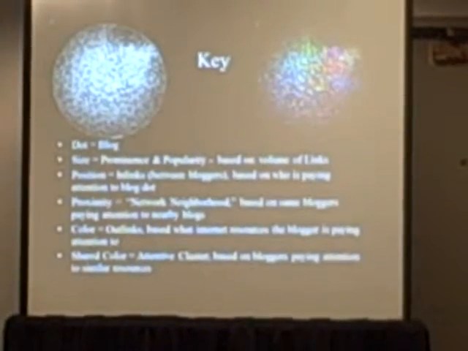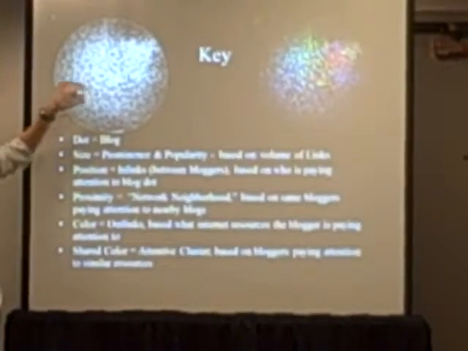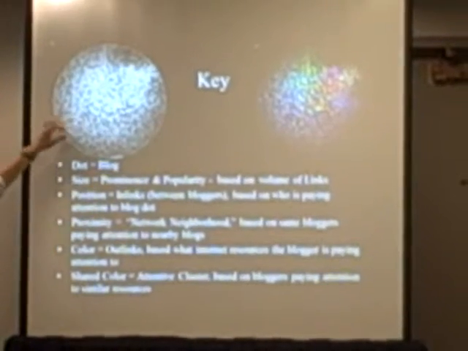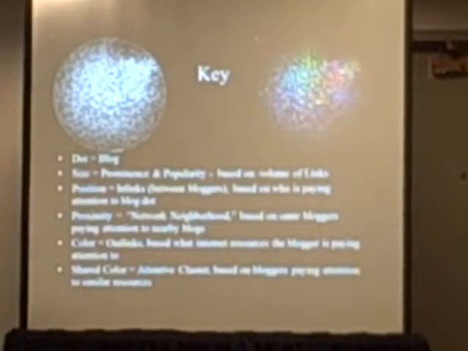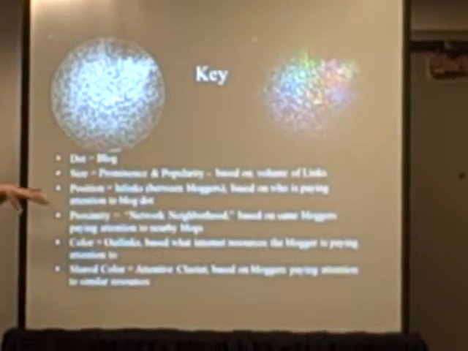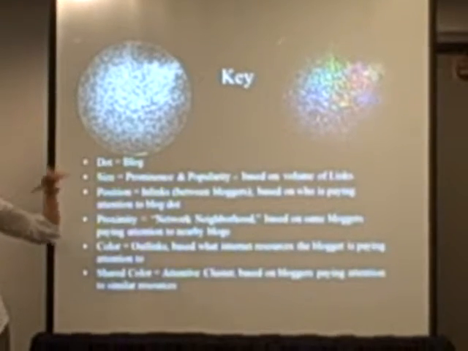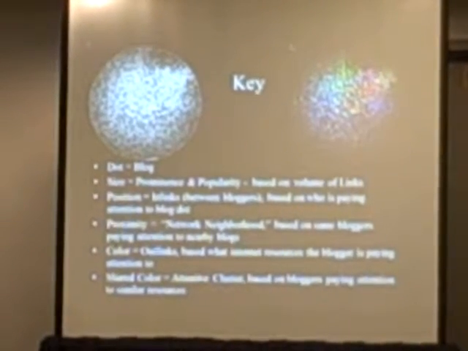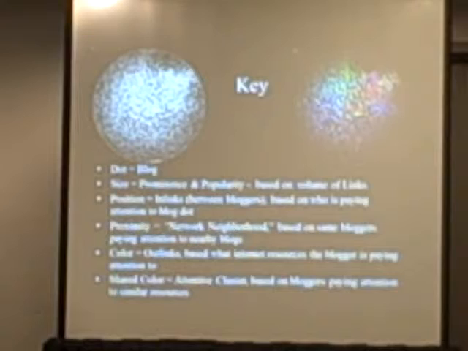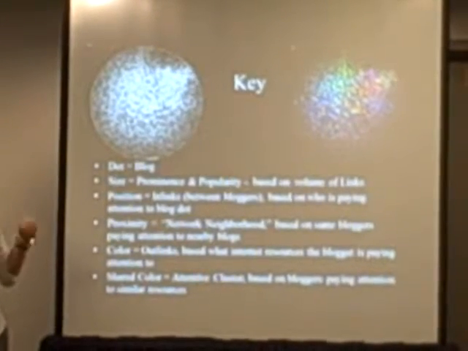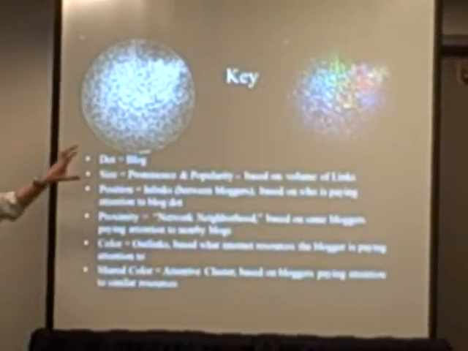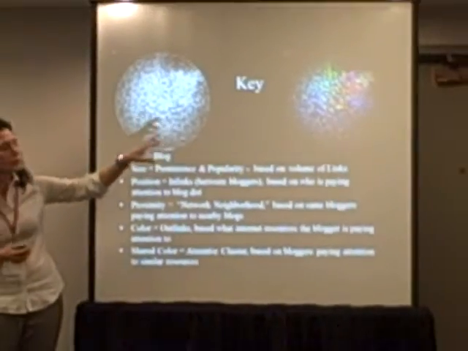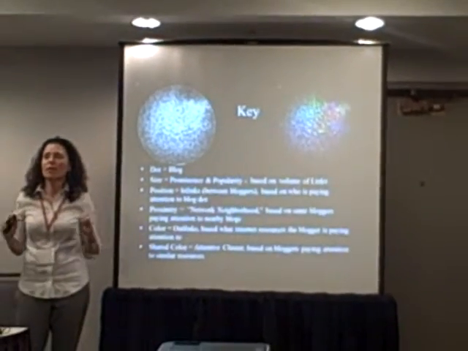So, just to explain what this is about, each of the dots on this map is a blog. The size of the dot is based on the popularity of the blog, how many links are coming into it. The position is based on inlinks. It's a complicated model, and I'm not the person behind it, but essentially the more third parties are linking to those blogs, the closer they are together. So that's what the position and the proximity is about. The colors are based on the outlinks, so what those blogs are linking out to.